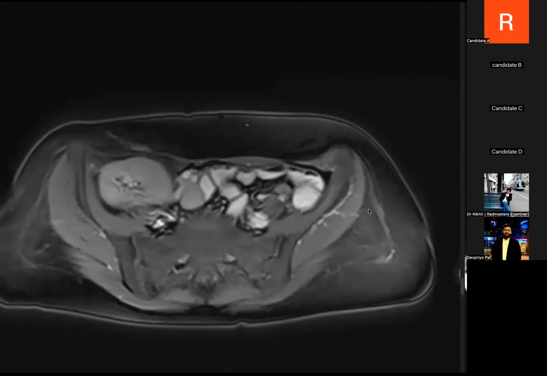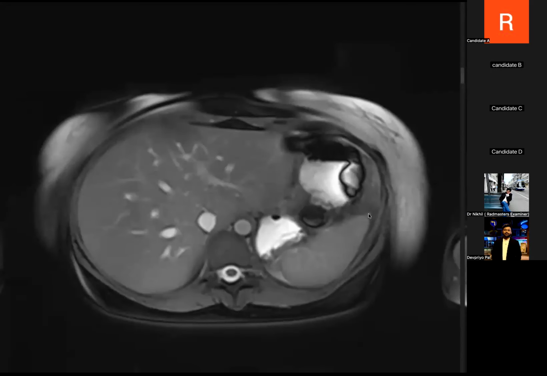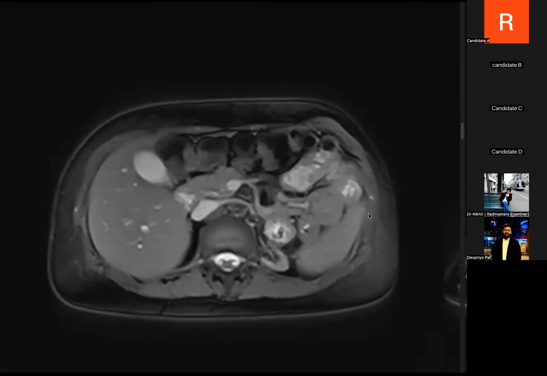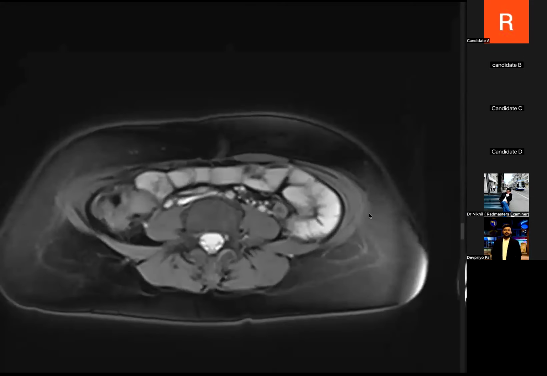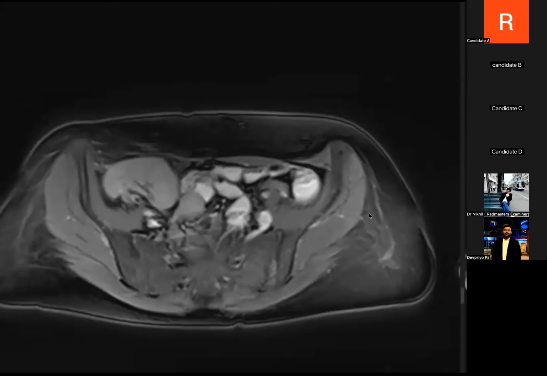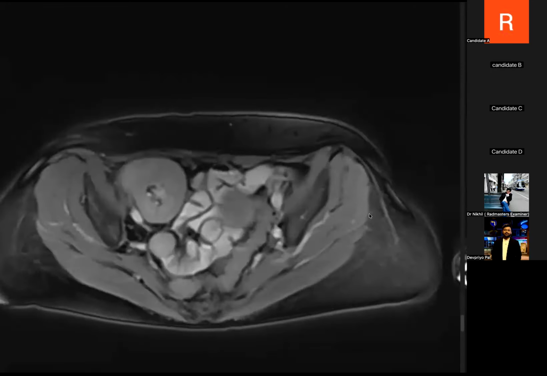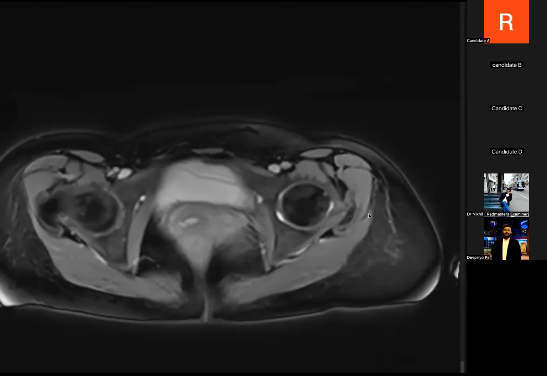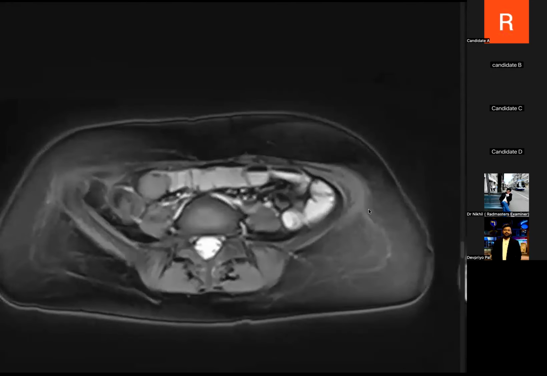I can see there is a transplanted kidney in the right iliac fossa. The bilateral native kidneys are atrophic in size. So in a transplanted kidney, I would look for any abnormal bowel wall thickening.